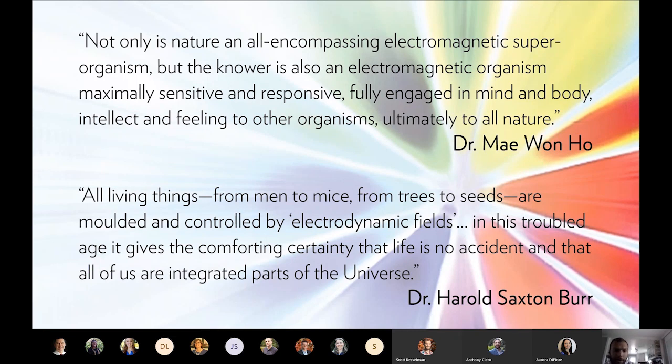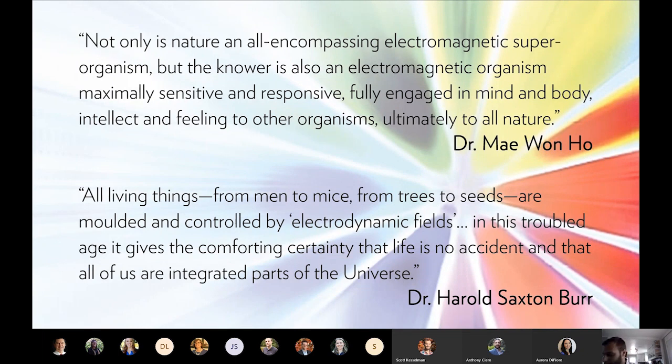Another Mae-Wan Ho quote here. "Not only is nature an all-encompassing electromagnetic superorganism, but the knower is also an electromagnetic organism, maximally sensitive and responsive, fully engaged in mind and body, intellect and feeling to other organisms, ultimately to all nature."